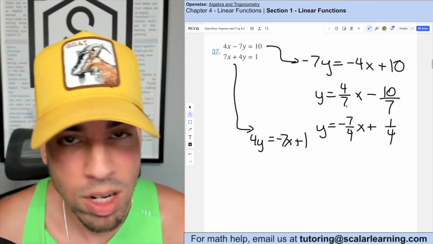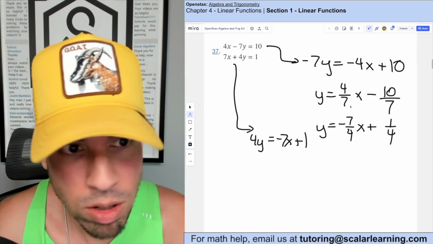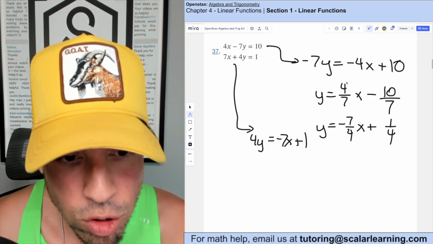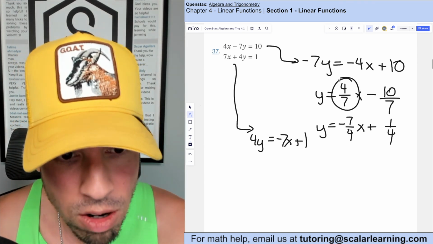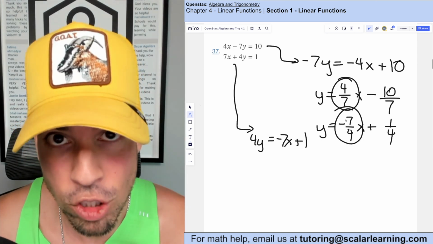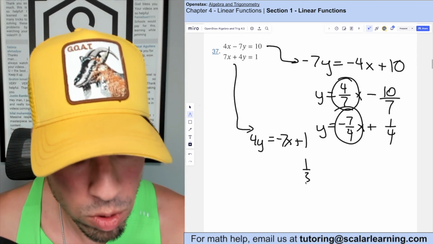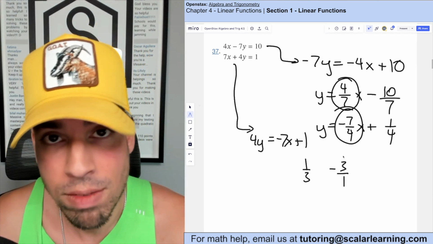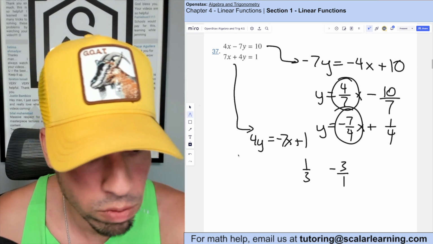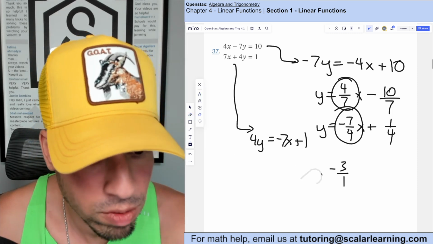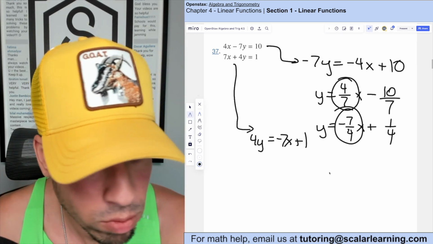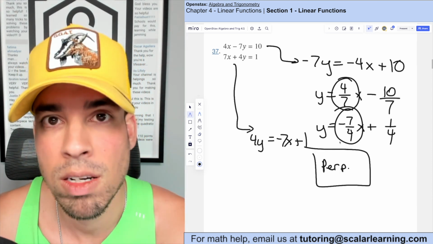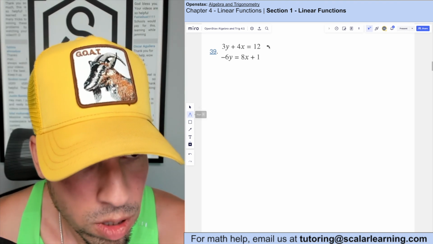So we notice the slopes are not the same, so they're definitely not parallel, definitely not the same line, but they do have a relationship, and the relationship is that they are opposite reciprocals of each other. So for example, if you have one that's 1/3, one that's -3 over 1, they're opposite, meaning one's positive, one's negative, and they're reciprocals, 1 over 3 versus 3 over 1. So in our case up here, we've got 4 over 7, -7 over 4, which means these two lines are perpendicular. Boom, done.